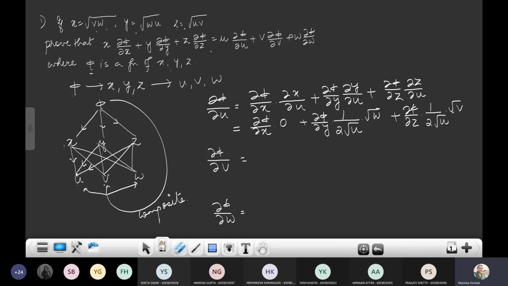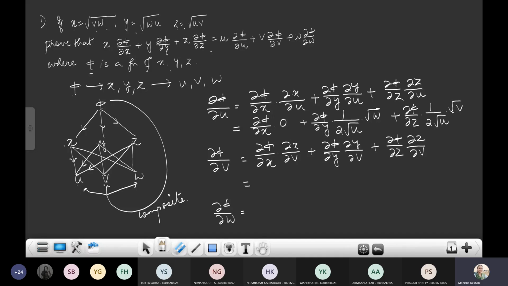Similarly, now we'll find del phi del v and del phi del w. For v, we have to consider all possible paths that lead to v. So first it will be del phi del x and then x with respect to v. Then phi with respect to y and then y with respect to v. And phi with respect to z and then z with respect to v.